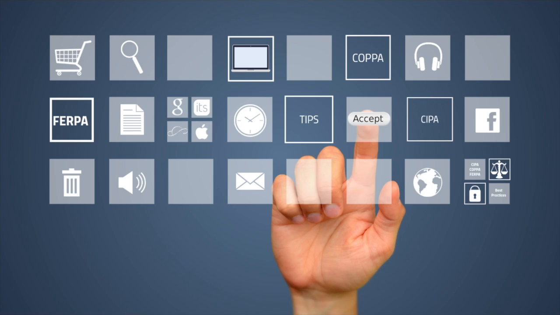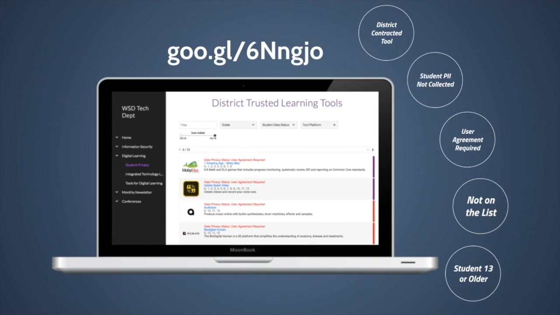You don't need a law degree to teach using technology. You just need to follow some simple steps. For any web tool or app that asks students to log in, first check its student data privacy status in the list of district trusted learning tools. You can find it on the Technology Department website, or you can use the web address on the screen. It's easy to search and find the website, app, or software that you plan to use. When you find the tool that you want to use, check its data privacy status that is posted in red.